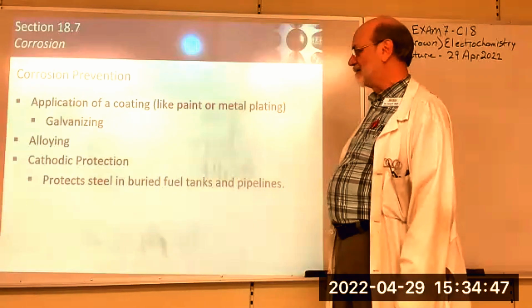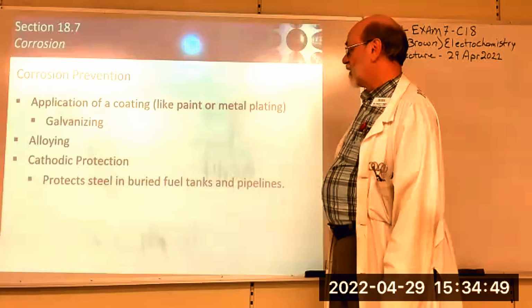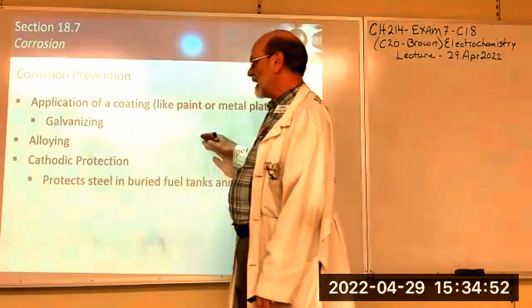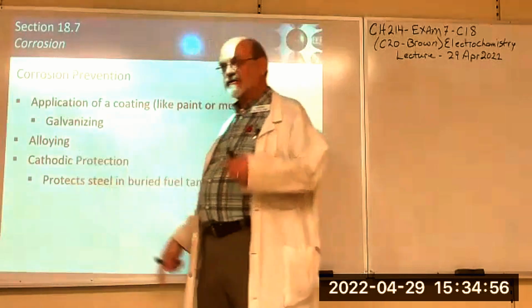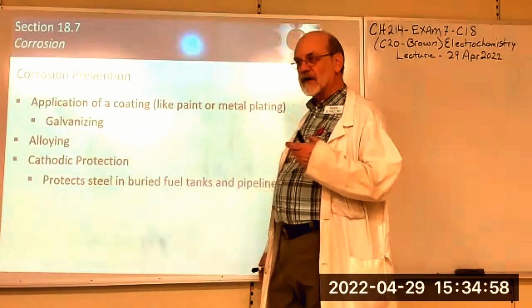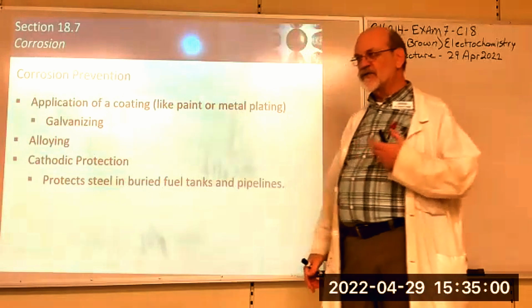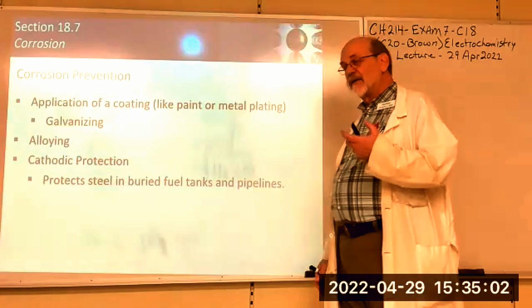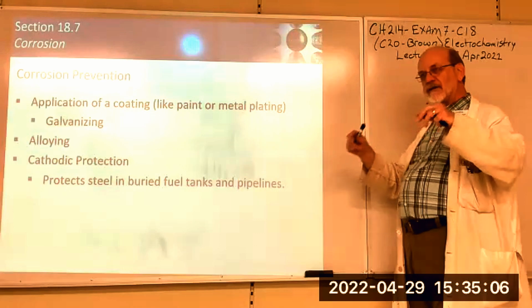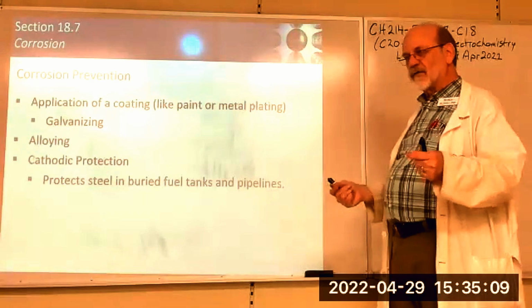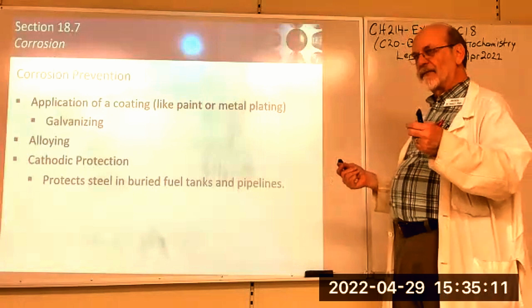Yeah. You can also combine the more active metal with other metals to make alloys. That's stainless steel. It's got chromium in it. The chromium is so much more reactive than iron that the surface of the metal is instantly converted from chromium to chromium oxide. Stainless steel.